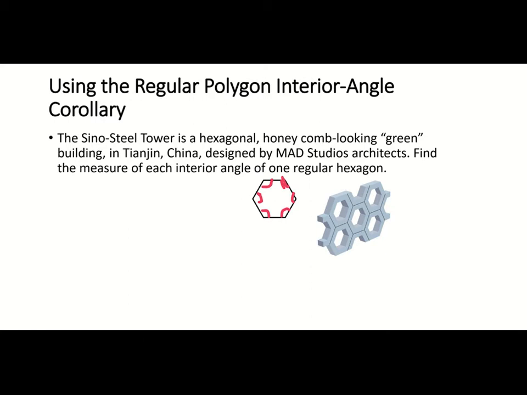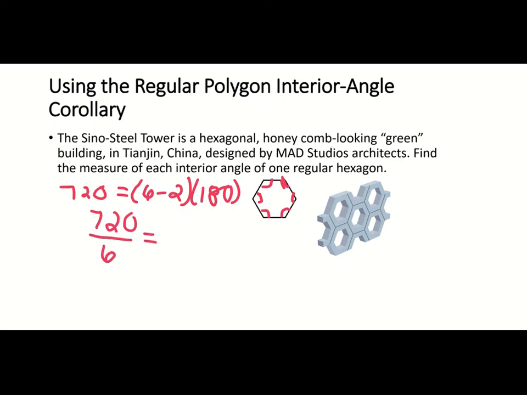Now, we did just figure out a hexagon has 6 sides, and we just figured out in the last problem that all 6 angles add up to 720. So to find the measure of each angle, I can take that 720, which again, remember, I got by doing 6 minus 2 times 180. I can take my 720 divided by 6, and that is going to give me each angle in a regular hexagon is going to equal 120 degrees.